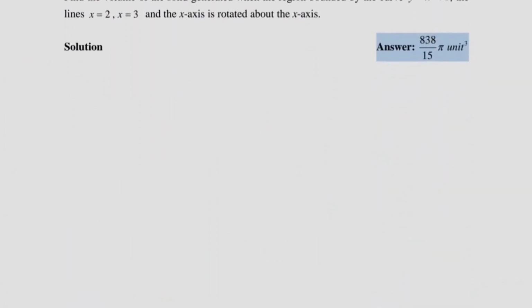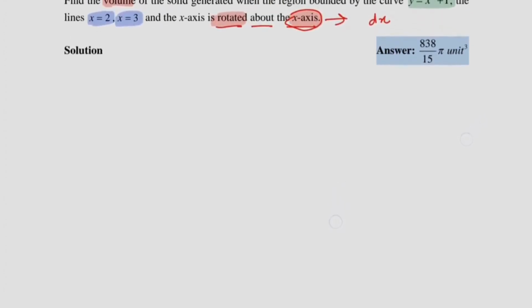Let's look at exercise 1. Please use your highlighter and highlight. Find the volume of the solid generated when the region bounded by the curve, this is our curve, and the lines 2 and 3, and the x-axis is rotated about the x-axis. So whenever we see the word rotated about the x-axis, or revolving about the x-axis, or 360 degrees about the x-axis, this means that we have to integrate the volume with respect to x, or in terms of x.